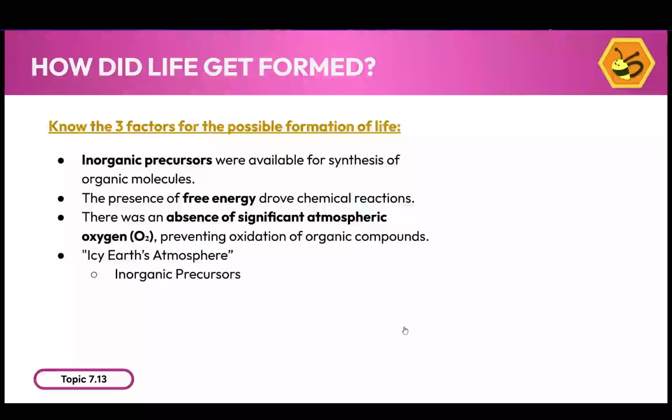There are three main conditions that made life possible on early Earth. Inorganic molecules, or precursors, were available for the synthesis of the first organic molecules. The presence of free energy drove chemical reactions. By free energy, I'm talking about the sun, just random energy that's around, pretty vague. But here's the trick question. I still remember this, there's an MCQ on this: there was an emphasis on the absence of atmospheric oxygen. Oxygen back then was actually harmful to life, because its absence prevented oxidation of organic compounds.